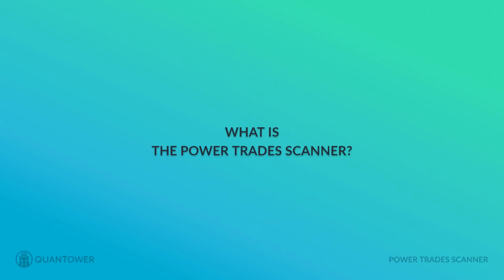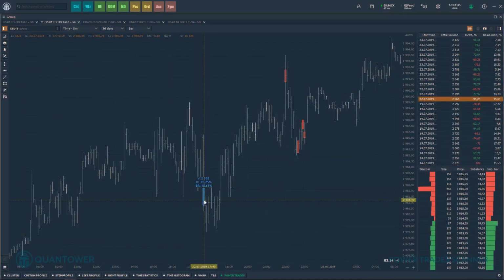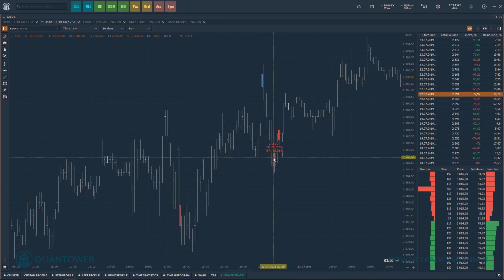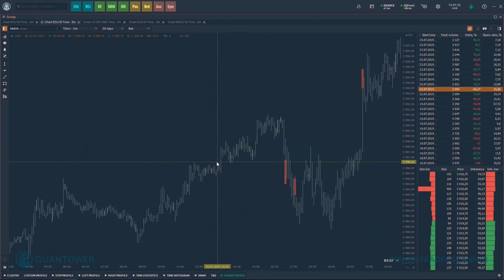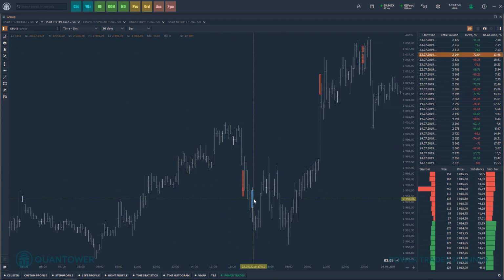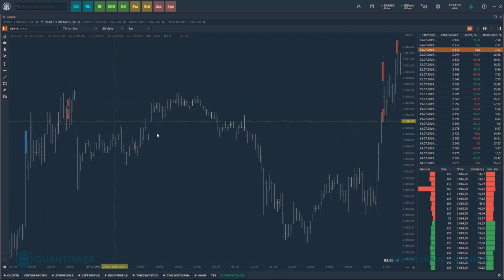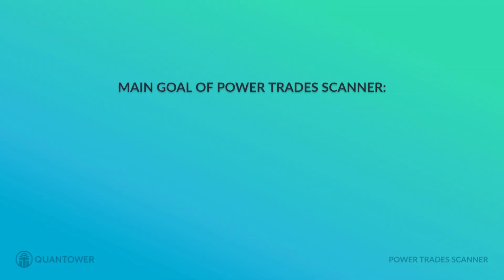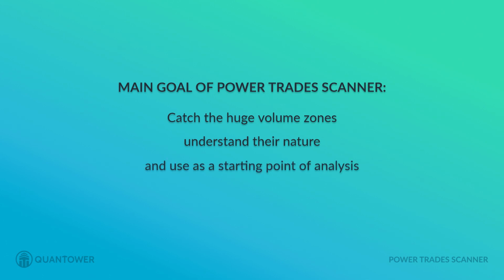First of all, let's discuss what the Power Trade Scanner is. The main purpose of the tool is to search for zones with large volume traded in a very short period of time. Such situations may precede a short-term change in the ratio of supply and demand, and as a result, it either breaks an existing trend or starts to form a new one. So the main goal of the tool is to catch such zones, understand their nature, and use them as a starting point for your analysis or in combination with our volume analysis tools and order flow surface.